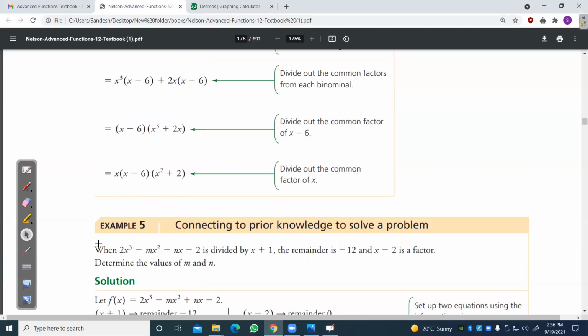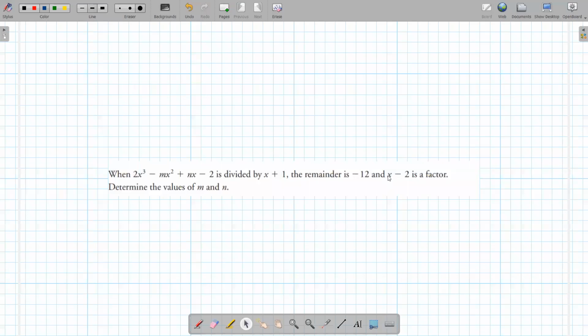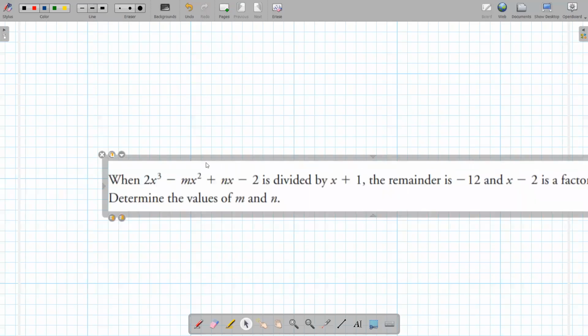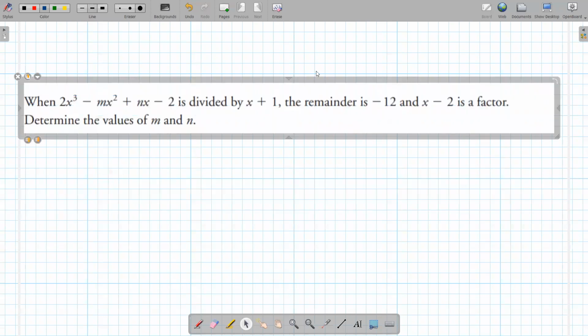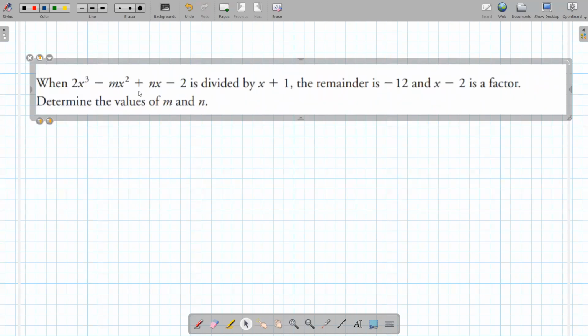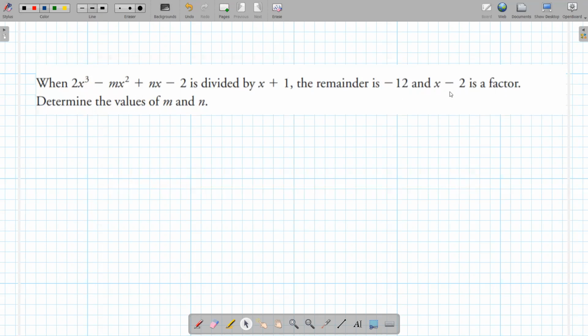Again, this is using the factor and the remainder theorem. So we have two unknowns, m and n. When this is divided by this, the remainder is this. And when that's divided by something, x minus 2 is a factor. Determine the values of m and n. Okay.